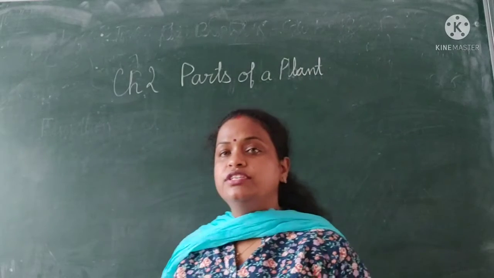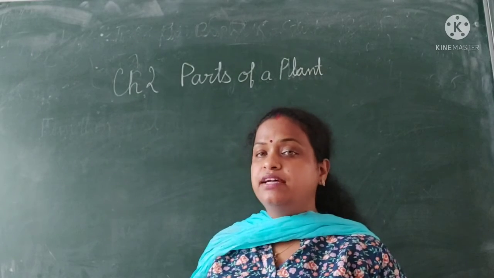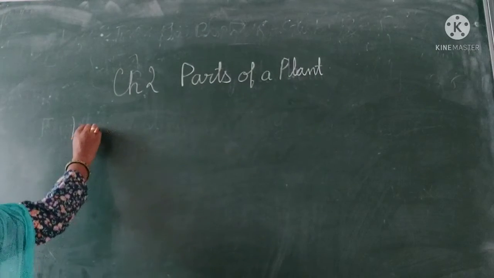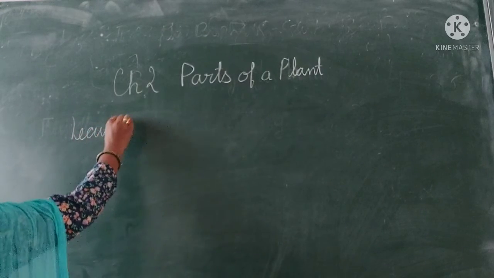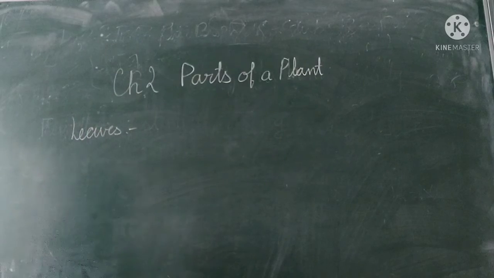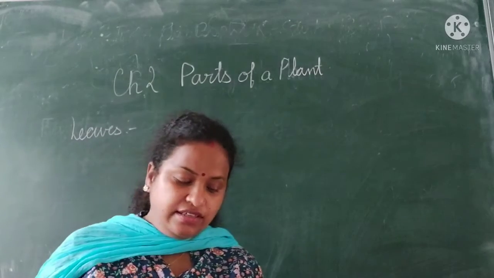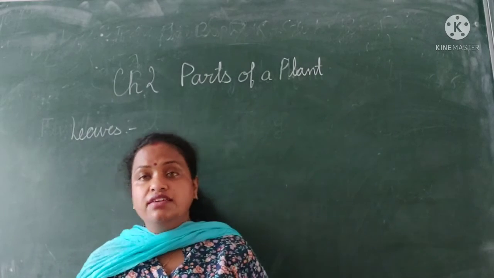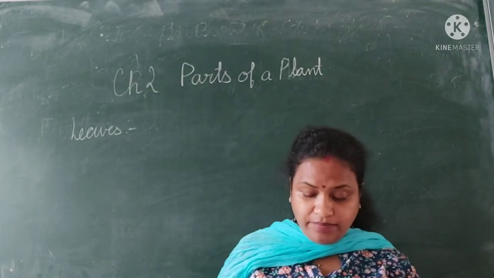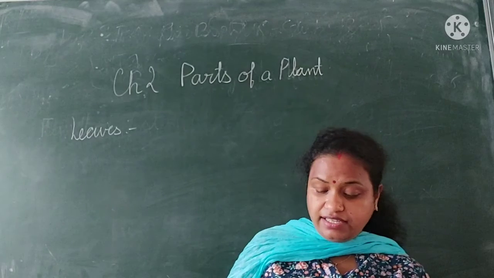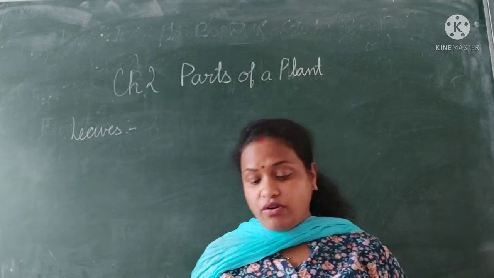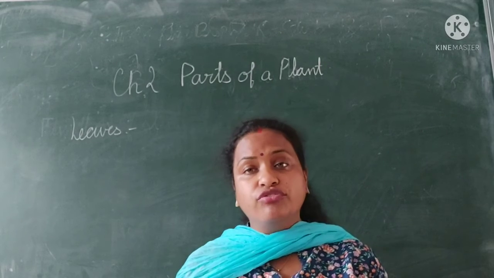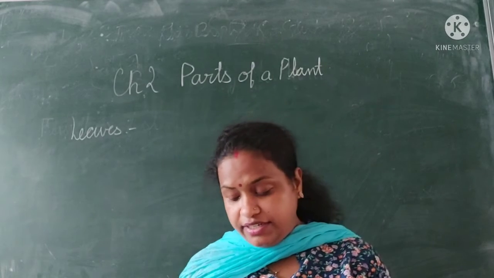Hello, good morning students. In parts of a plant, today we will study about the leaves. Every plant has leaves in it. So you have seen that leaves are in which color? The leaves of our plants are green in color. And why are they green in color? Due to the presence of coloring matter called chlorophyll. Due to the presence of chlorophyll in the leaves, they are green in color.